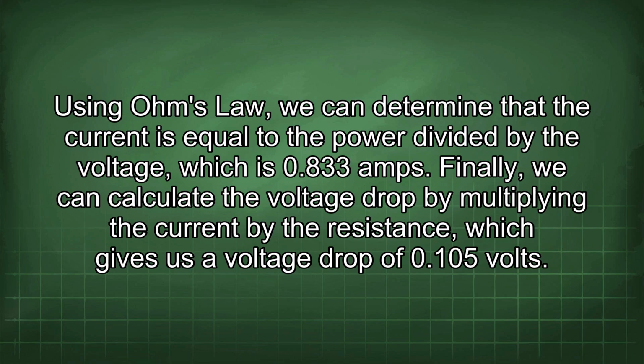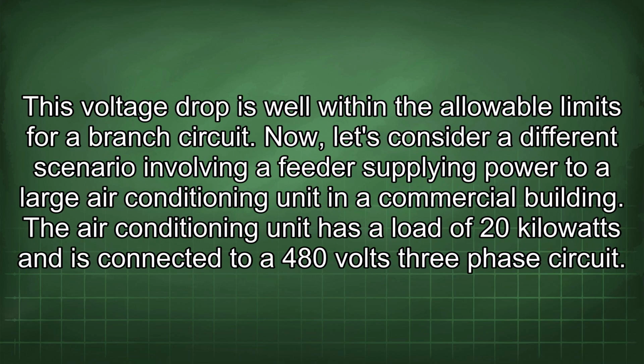Using Ohm's law, we can determine that the current is equal to the power divided by the voltage, which is 0.833 amps. Finally, we can calculate the voltage drop by multiplying the current by the resistance, which gives us a voltage drop of 0.105 volts. This voltage drop is well within the allowable limits for a branch circuit.